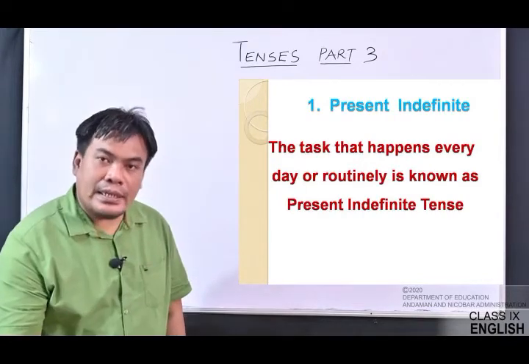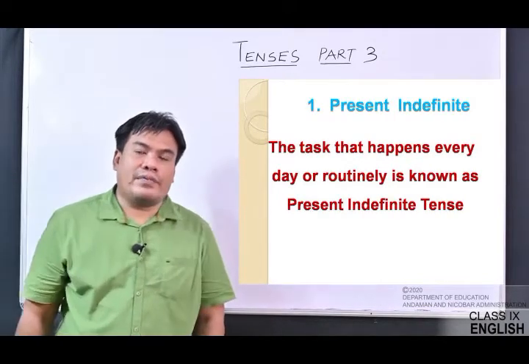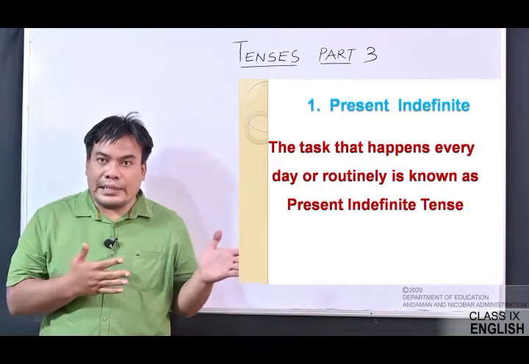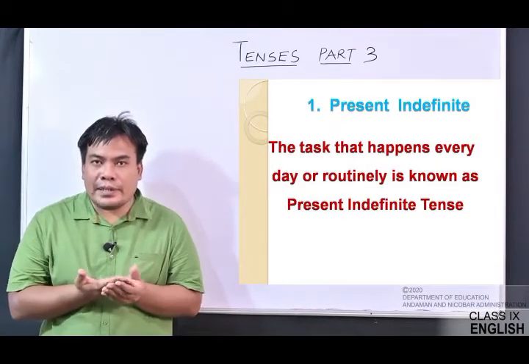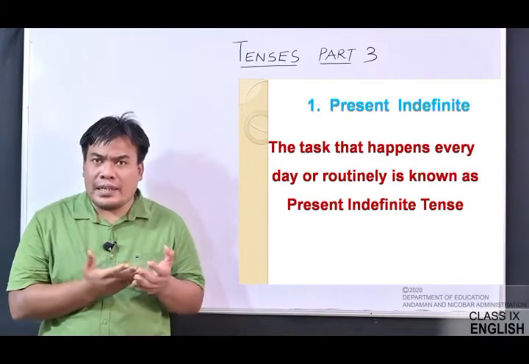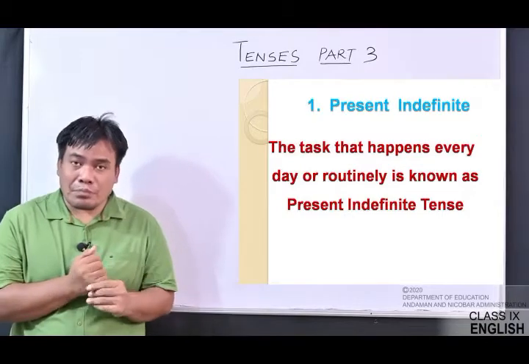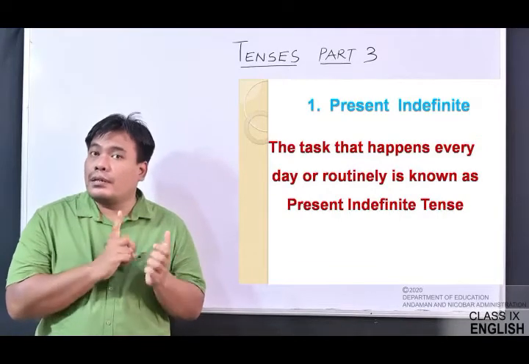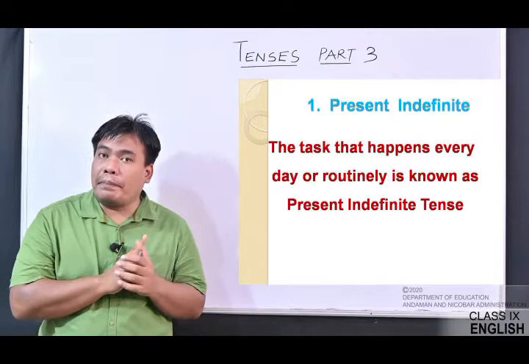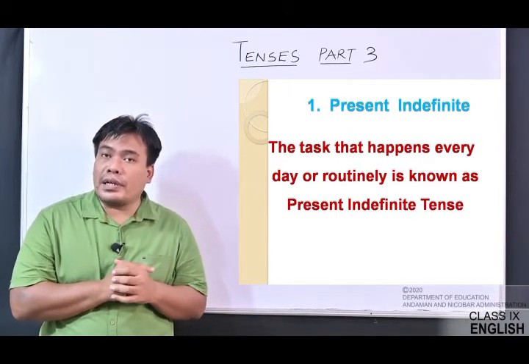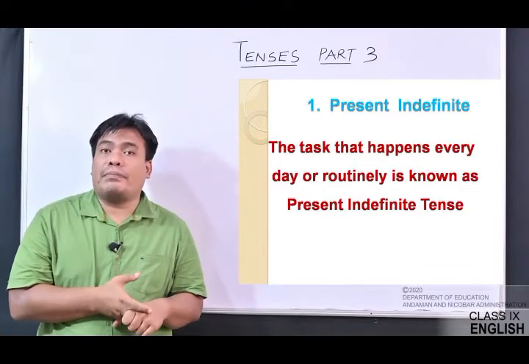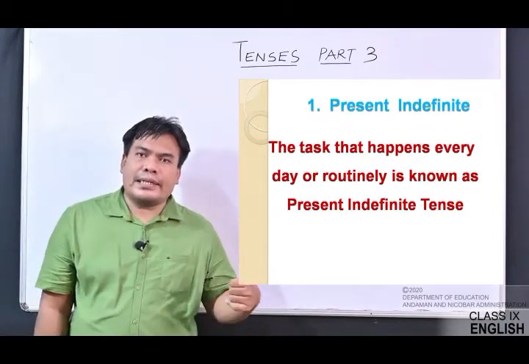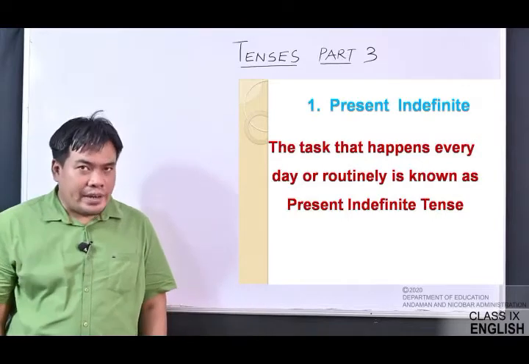That is the definition of present indefinite. I told you in the last class, part 2 of tenses, since we are learning the present tense at the moment, that there are tenses you have to learn and understand. Remember the four tenses which come under present tense? The present indefinite, present continuous, present perfect, and present perfect continuous. So what is present indefinite? The task that happens every day or routinely is known as present indefinite tense.